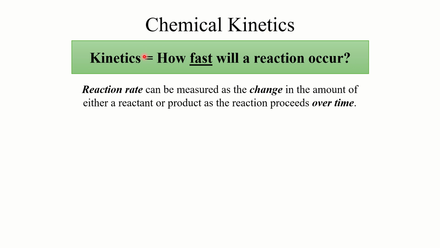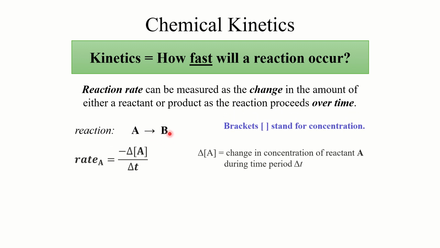When we're talking about kinetics here, we are referring to how fast a reaction will occur. So we're going to look first at reaction rate. Reaction rate can be measured as the change in the amount of either a reactant or a product as the reaction proceeds over time. So suppose we have some reaction going from A to B, some general reactant A being converted into some general or generic product B here.